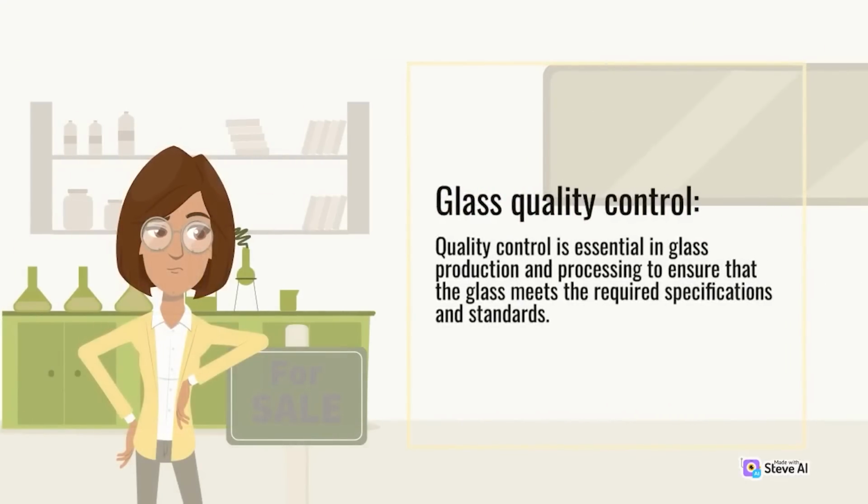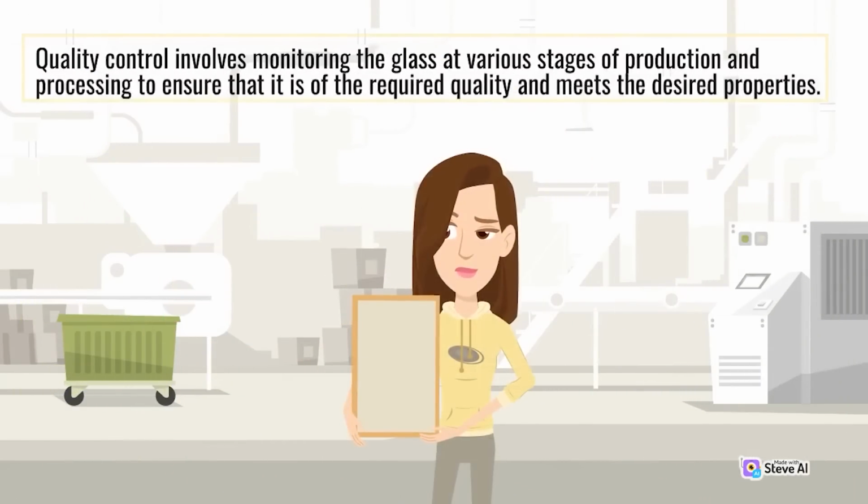Glass quality control. Quality control is essential in glass production and processing to ensure that the glass meets the required specifications and standards. Quality control involves monitoring the glass at various stages of production and processing to ensure that it is of the required quality and meets the desired properties.